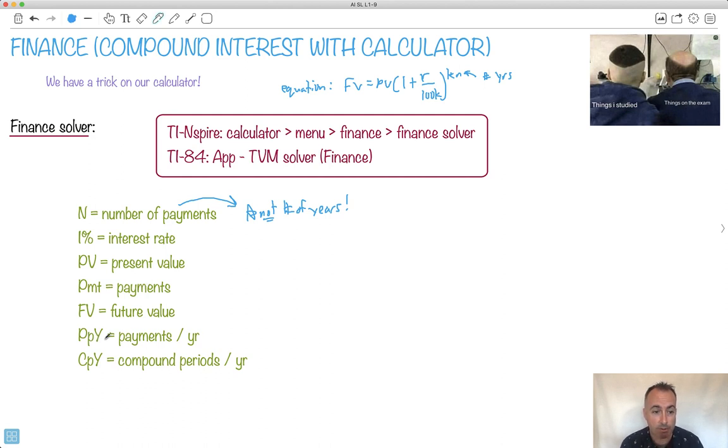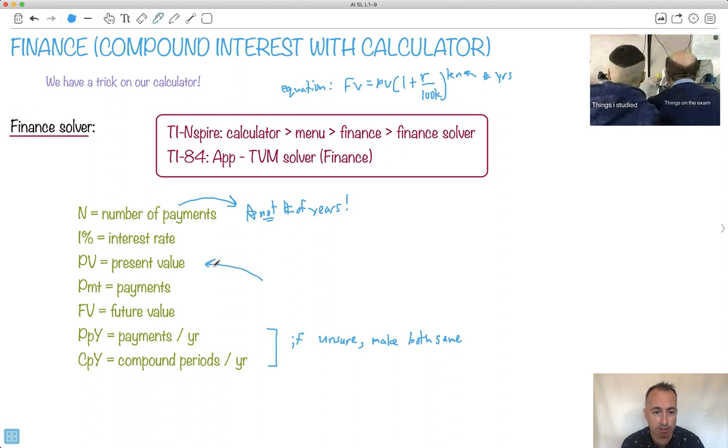Then we've got PPY, payments per year, and compounding per year. I've got a few pro tips for you here. First of all, if you don't know what to do here, because sometimes it doesn't make sense, like if you're making no payments, it still needs you to put in something. So if unsure, make both the same. If it doesn't make sense that you have any payments, just make both of these values the same, you'll be fine. Remember, this is not years.